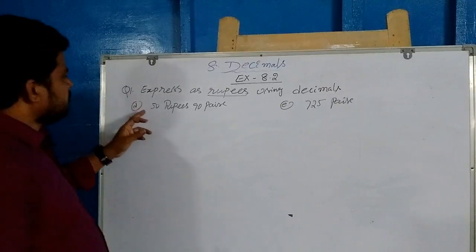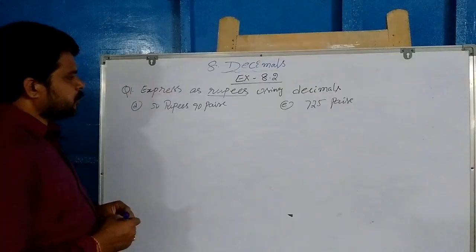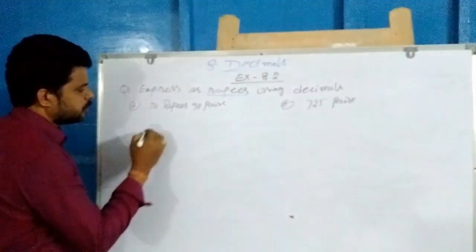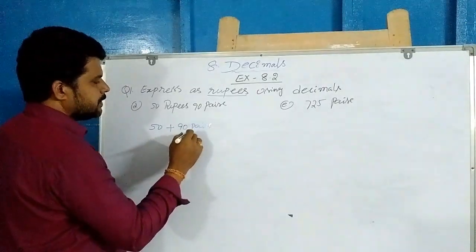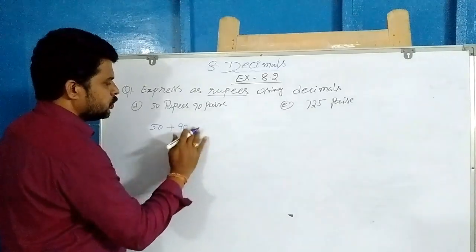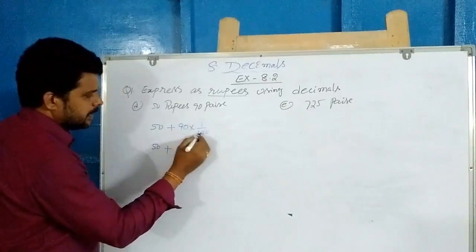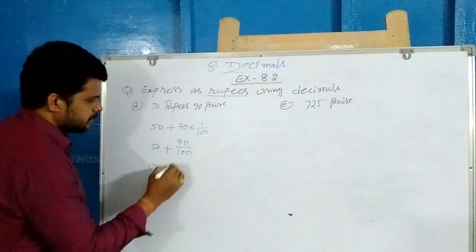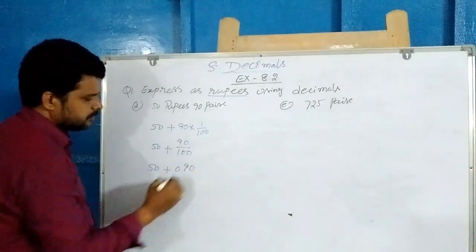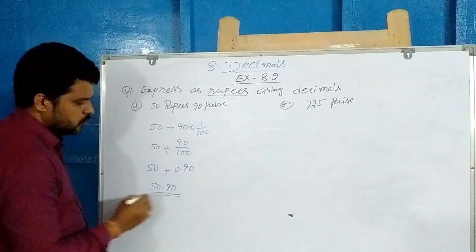So same sum, 50 rupees 90 paise. 90 paise means paise converted into rupees, that means into 1 by 100. So 50 plus 90 by 100, which means 50 plus 0.90, that is 50.90 rupees.